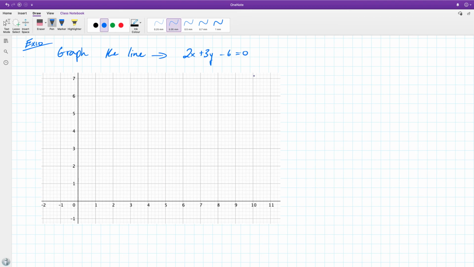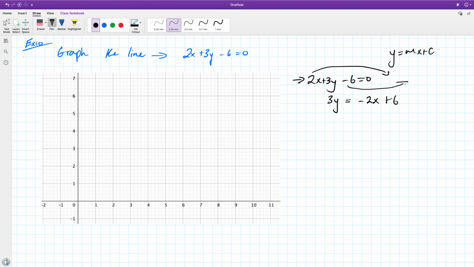So, graph the line 2x plus 3y minus 6 is equal to 0. So we're using our formula y is equal to mx plus c. Is that alright? So, that is 3y is equal to minus 2x plus 6. We bring over 2x, it becomes minus 2x. We bring over minus 6, it becomes plus 6. We all alright?